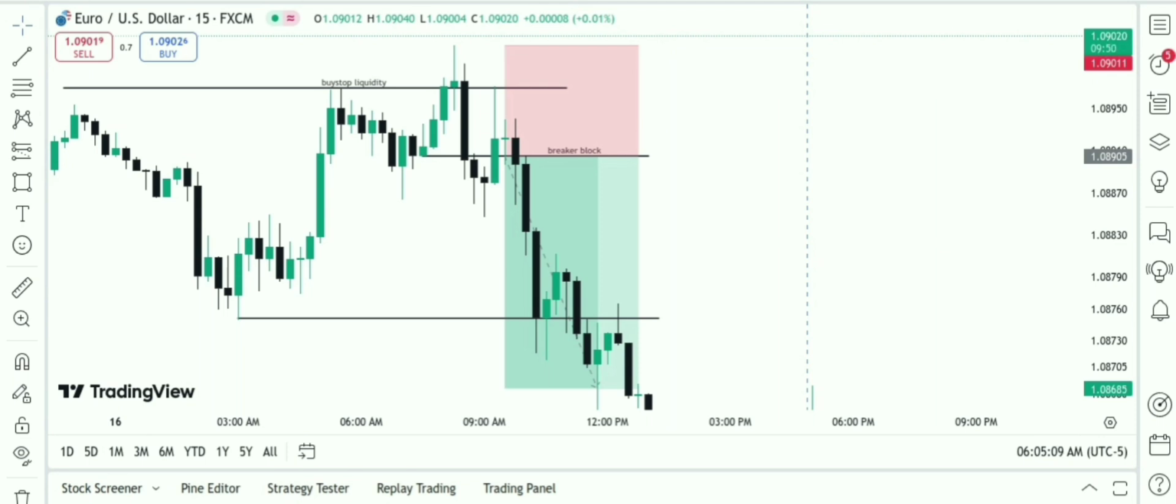This is very important. You have to backtest a lot before you can trade this in real time. So make sure you go into your charts and backtest, and you'll be able to know how to find them, when to find them, and how to trade them.